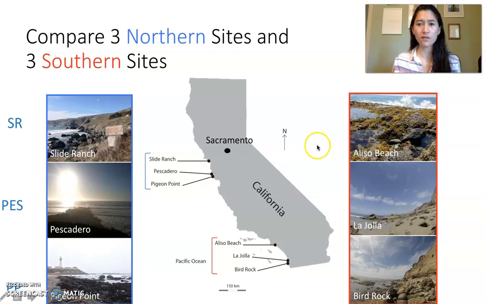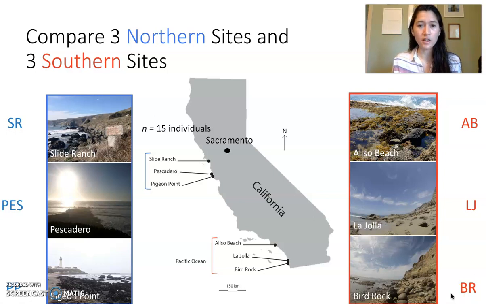And then I also have 3 Southern California sites. Aliso Beach, which is in Laguna Beach, right next to it, La Jolla, and Bird Rock, which are both in the San Diego area. And the abbreviations for those are AB for Aliso Beach, LJ for La Jolla, and BR for Bird Rock. All those Southern California sites are going to be in red.